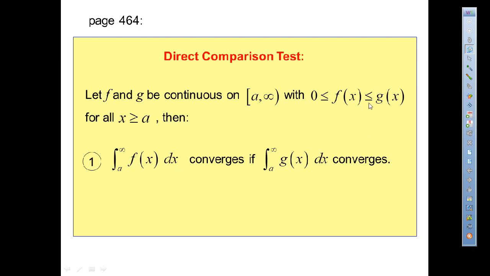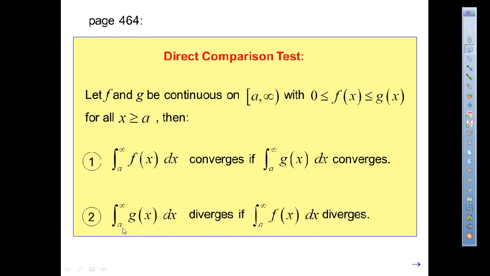Because like we said, very much like the sandwich theorem, if f of x is always below g of x and we know g of x converges, then f of x must converge as well over the same interval. Now, if we find out that g of x over this interval diverges, it doesn't tell us anything about f of x. That's why this is backwards. Notice that these are backwards. If g of x diverges, if it's what we're comparing to, it doesn't tell us anything about f of x.